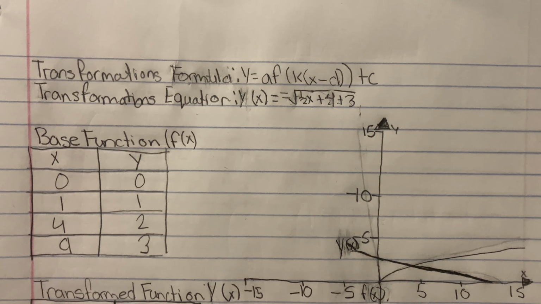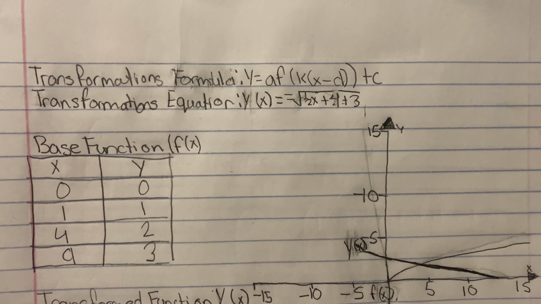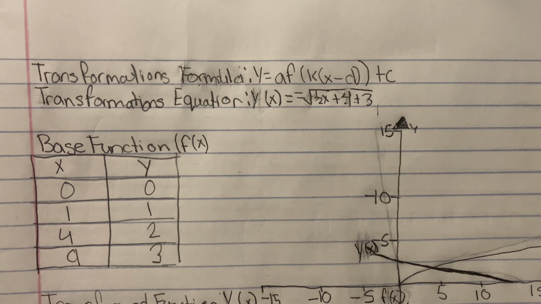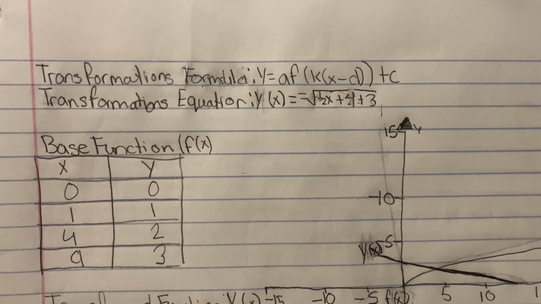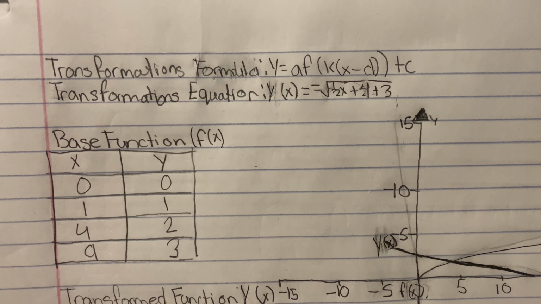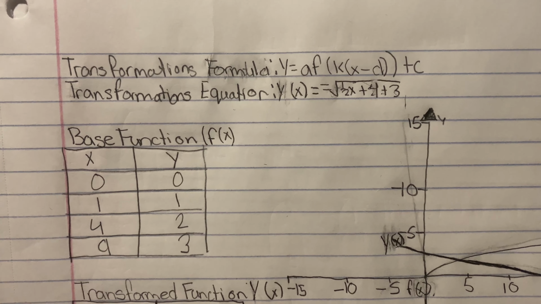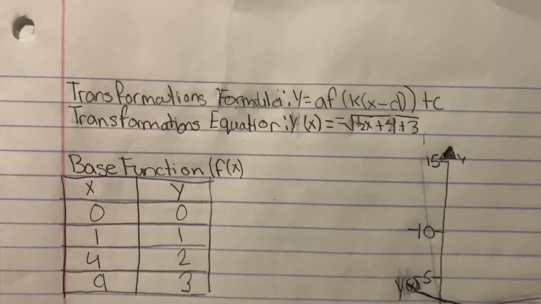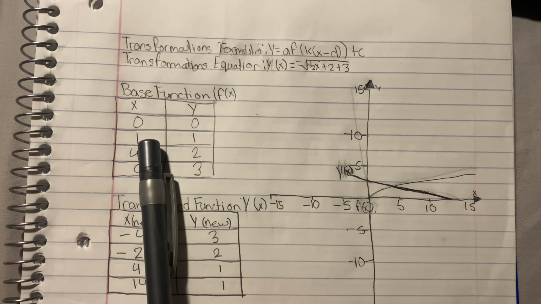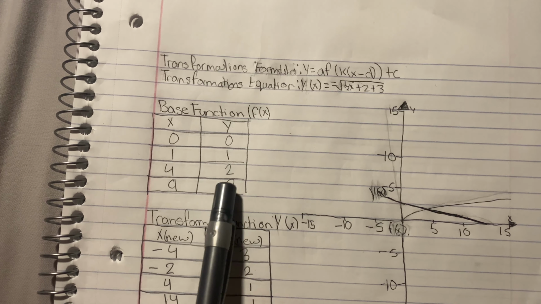For my example, I will be using the equation y of x equals negative square root of 1 over 2 x plus 4, plus 3. The values are a equals negative 1, k equals 1 over 2, d equals 4, and c equals 3. Now I'll be focusing on the base functions, starting with the x values being 0, 1, 4, 9, and the y values being 0, 1, 2, 3.